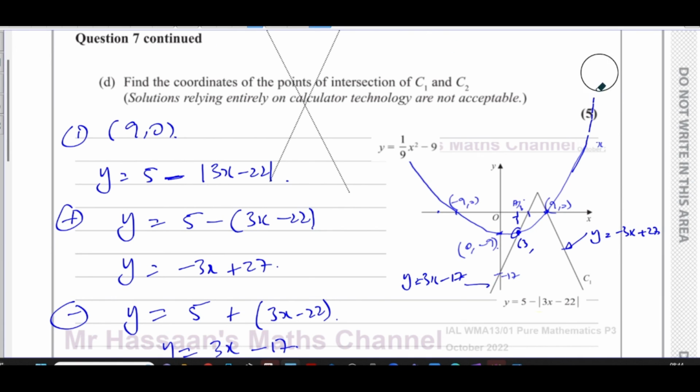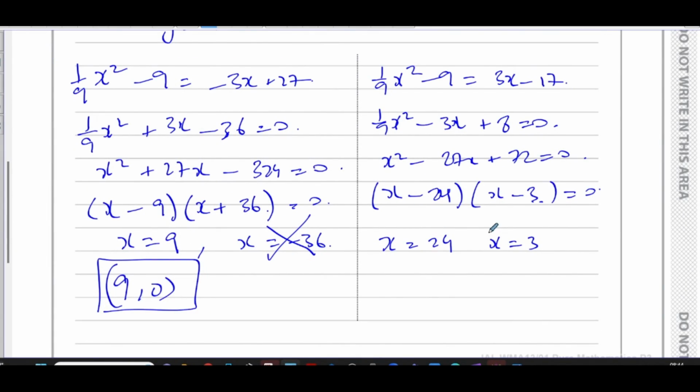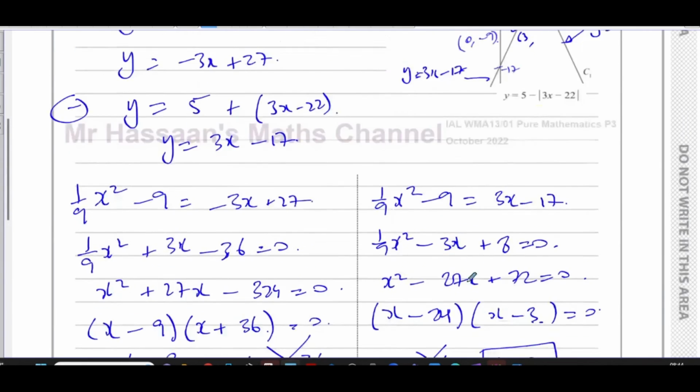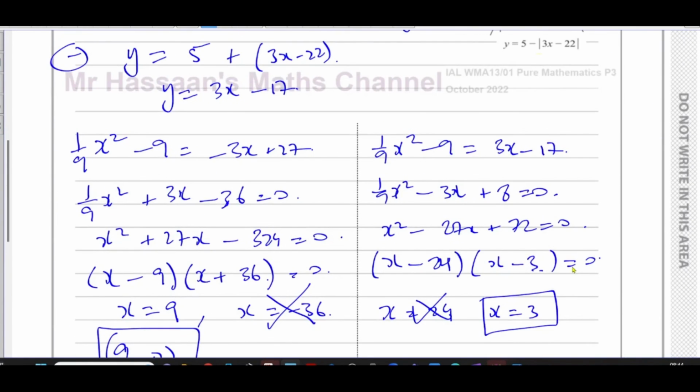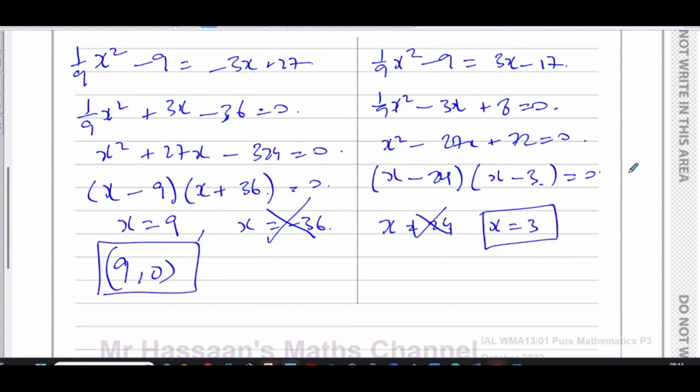So both of these branches, we don't need them. It's not actually going to intersect because of the modulus sign. The modulus sign means it goes down, it doesn't continue on. So the only real solution is when x equals 3. This one, we reject it. So we're going to find what y is. We can easily find that by using this equation, y equals 3x minus 17.